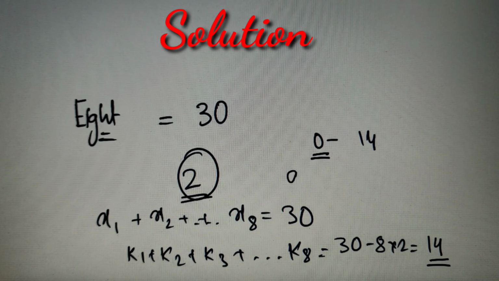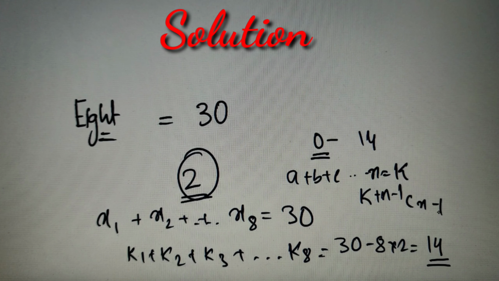Now if we have a situation of a plus b plus c all the way up to n variables is equal to k, then the number of non-negative integral solutions for such a case is equal to k plus n minus 1 C n minus 1. So according to this formula, we just have to put our numbers in it and we'll get our answer.